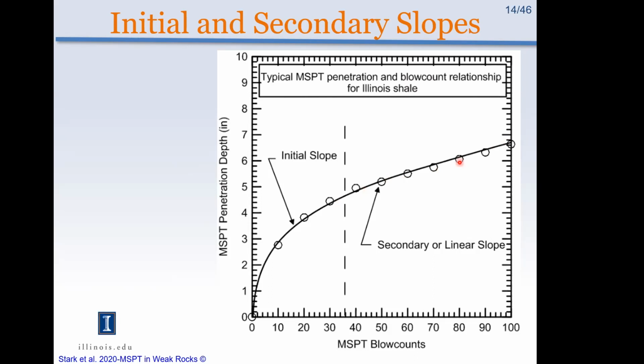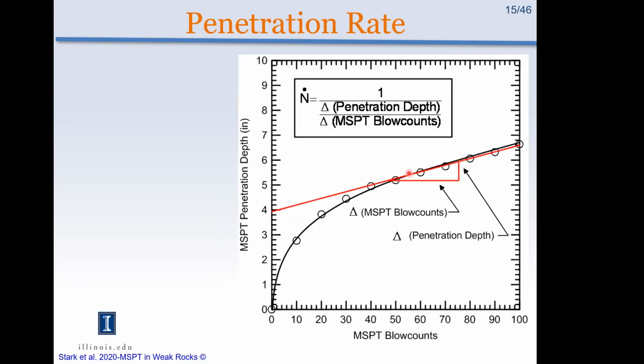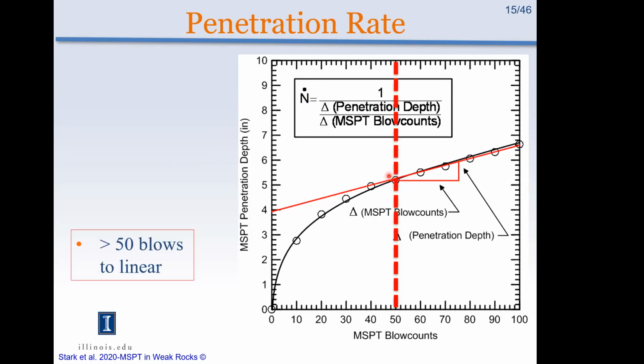So here's the rate of penetration. We take the slope of the linear portion. So notice N dot or N rate is 1 over penetration depth divided by the blow count. So it's basically 1 over the slope. And that's what we're going to use now for drilled shaft design. And I'll illustrate that in just a minute.